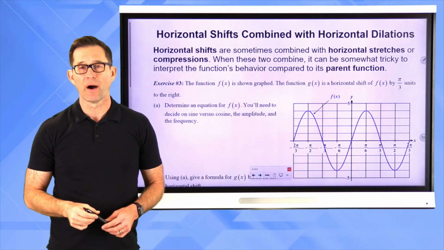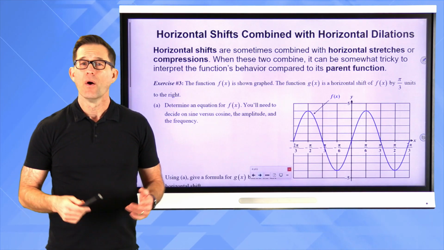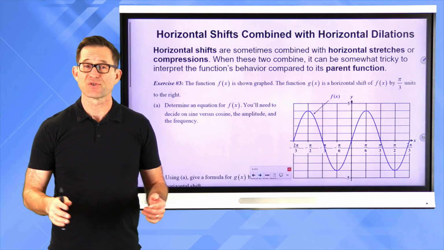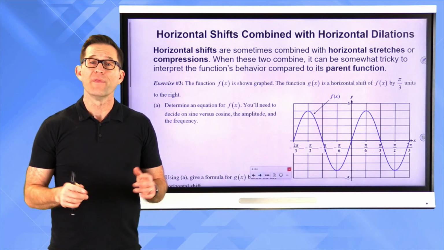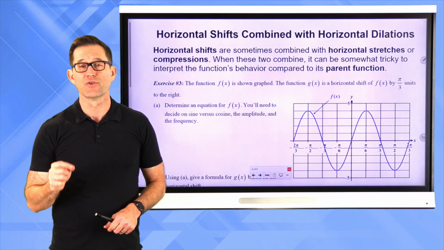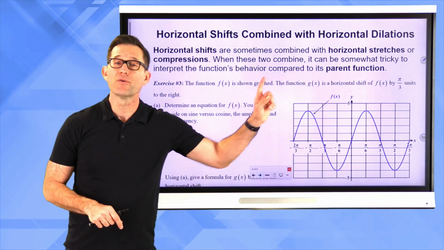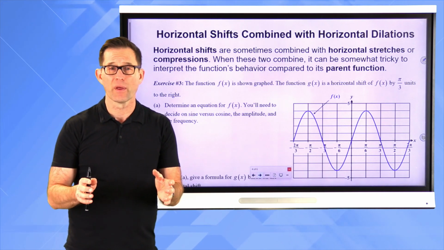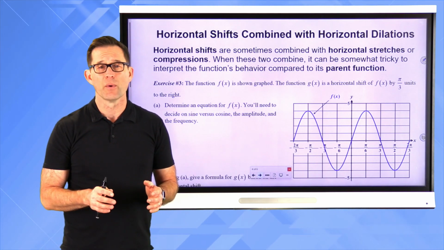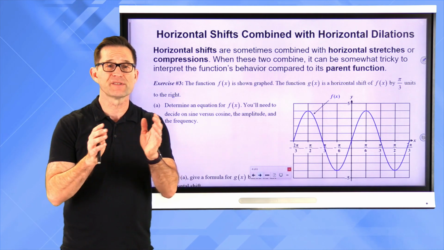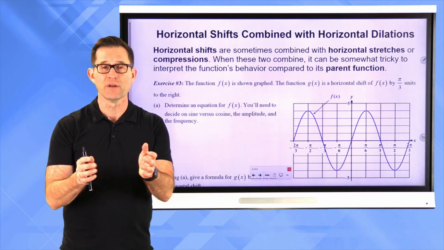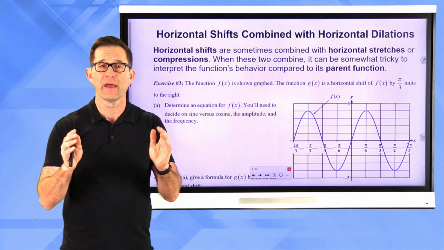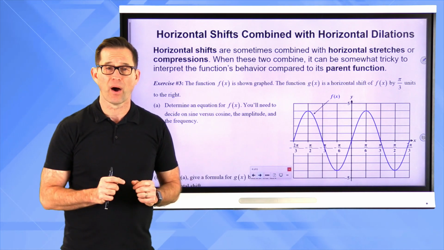All right, so let's now get into a more complicated issue. Horizontal shifts combined with horizontal dilations. Horizontal shifts are sometimes combined with horizontal stretches or compressions. Actually, most of the time they are. When these two combine, it can be somewhat tricky to interpret the function's behavior compared to its parent function. Remember, a parent function is always the function you start with. Like for instance, in the last exercise, we wanted to think about ourselves as starting with 3 sine x. That was our parent function. And then we produced the function 3 sine of x plus pi by shifting to the left by pi units.